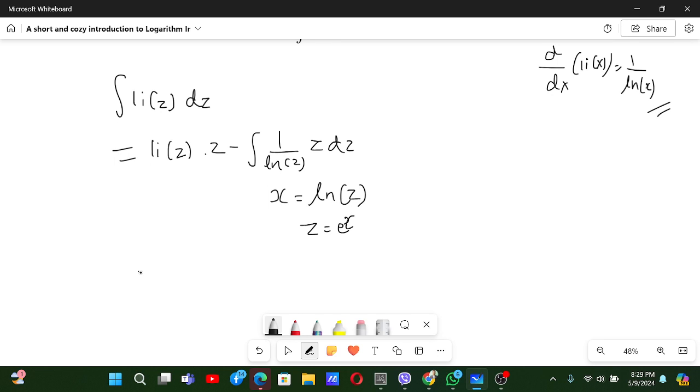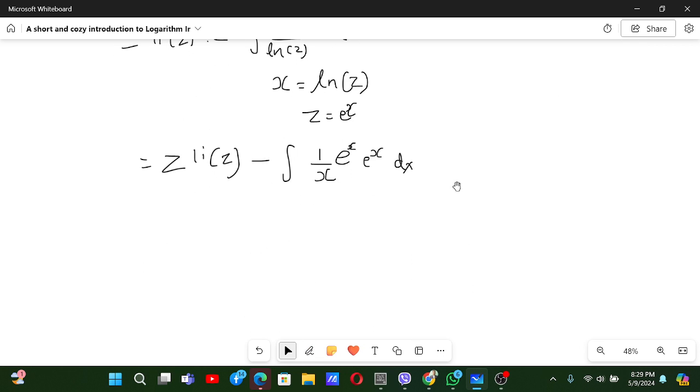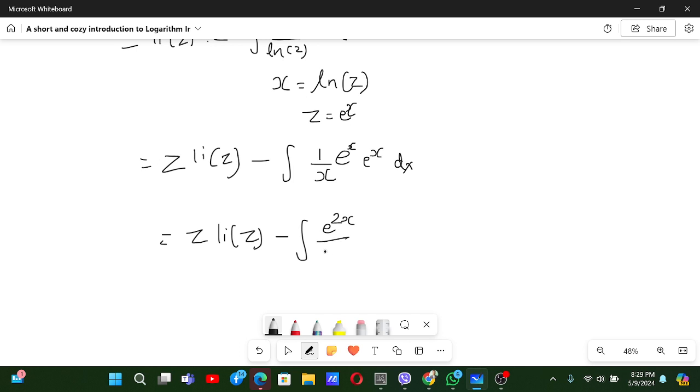If we make the substitution, we get z equals e to the power x. And so z Li of z minus the integral of, this is just 1 by x, z is e to the power x, and dz is also e to the power x dx. So we get z Li z minus the integral of e to the power 2x by x dx.